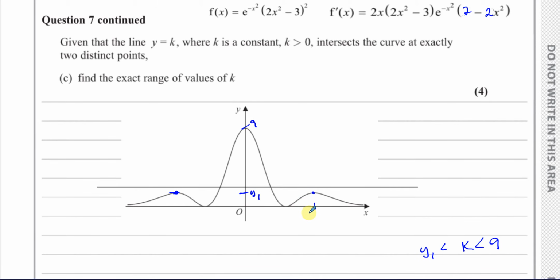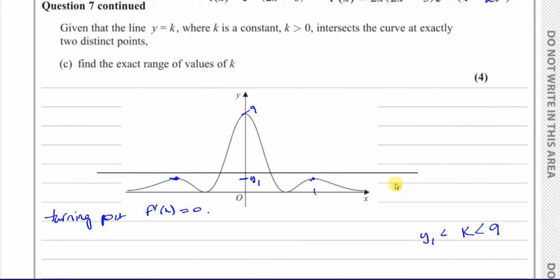So how do we find the turning points? Well, we already found the gradient function. When the gradient function is equal to 0, f dash of x is equal to 0, we're going to find the turning points. However, we have 1, 2, 3, 4, 5 turning points here. So we've got to figure out which turning points are going to give these 2. When I find that, I can find the y value of the turning point, and then I can answer the question.